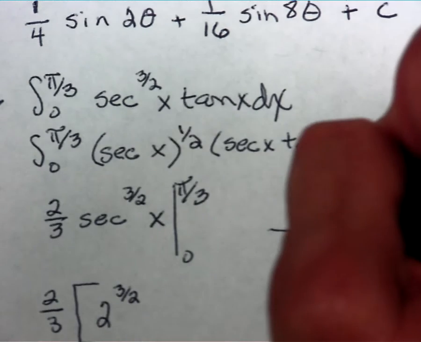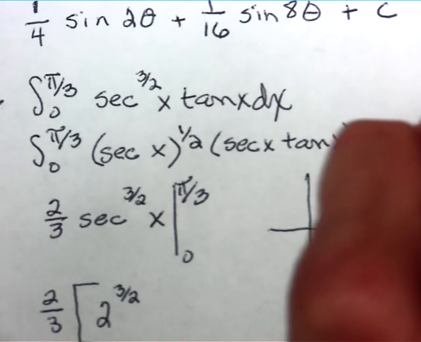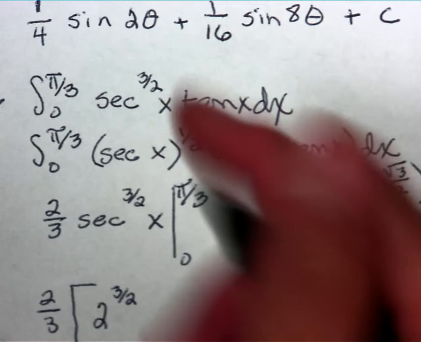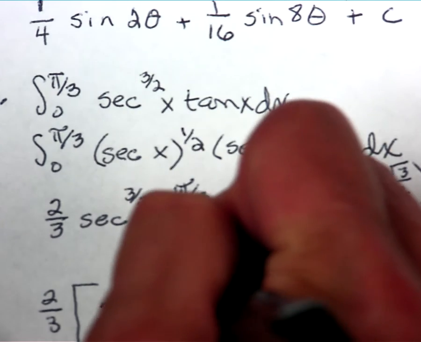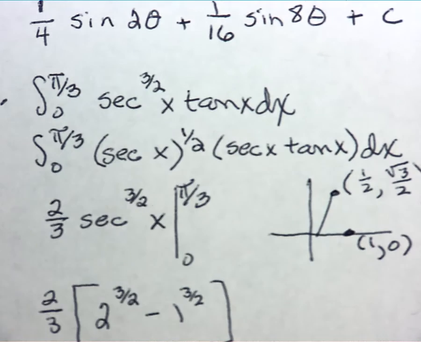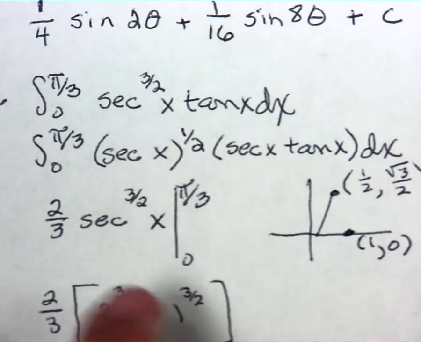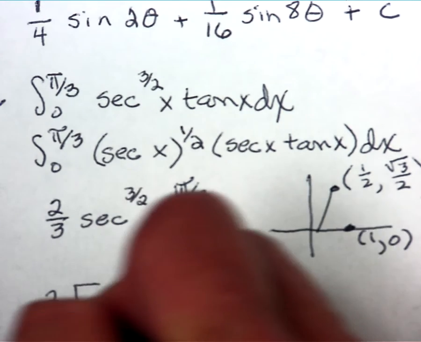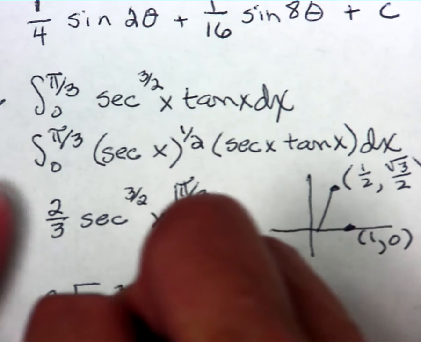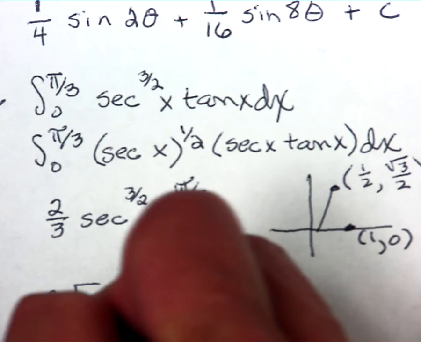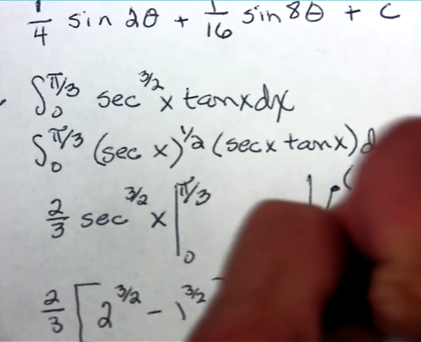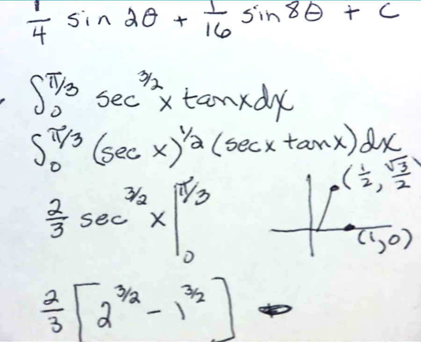And then secant 0, the radians is right here. Secant 0 is what? 1, and 1 to the 3/2 is just 1. But maybe all I can do, since I can't take the square root of 2, is leave it without changing it to an irrational number, without changing it to a decimal number. So 2 to the 3/2 minus 1. That's C, because this is definitely an integer.